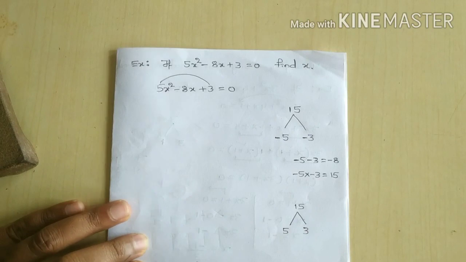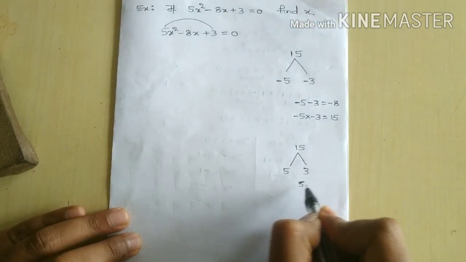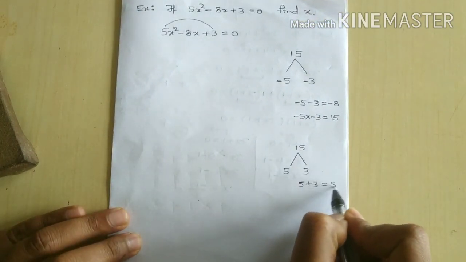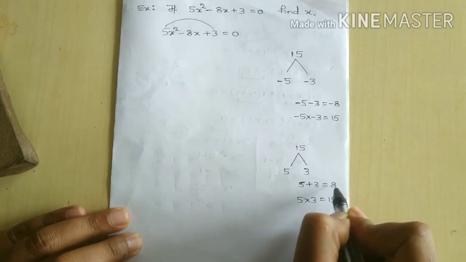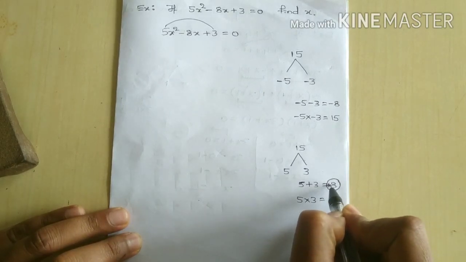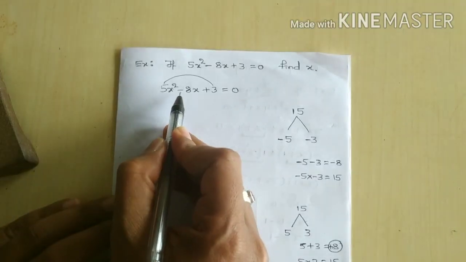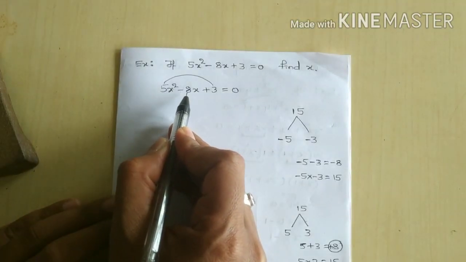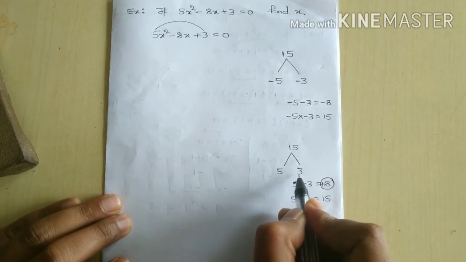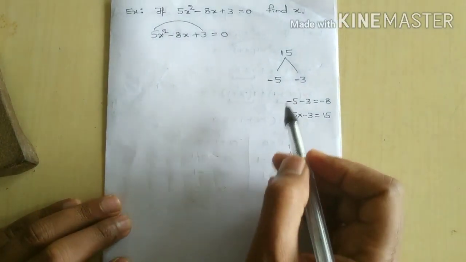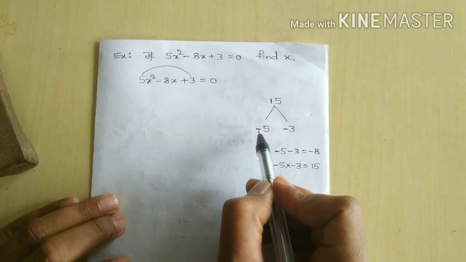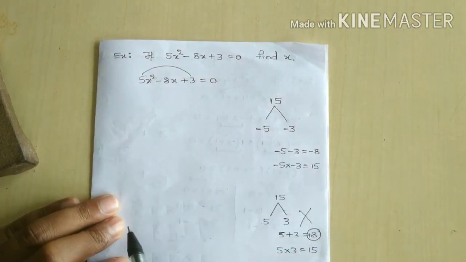But here you cannot take 5 and 3, because 5 plus 3 is 8, and 5 into 3 is 15. See here you are getting plus 8. But actually you need minus 8 here. Therefore plus 5 and plus 3 is not possible. So the only possible values are minus 5 and minus 3.